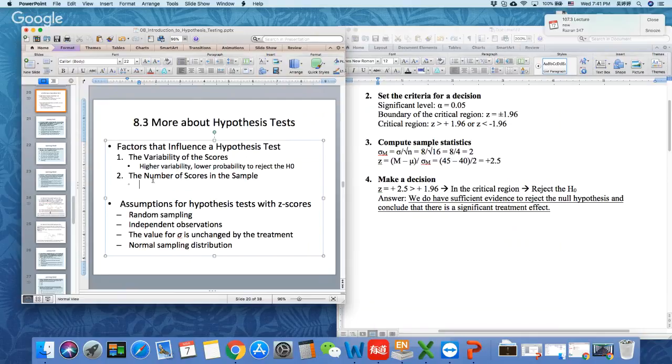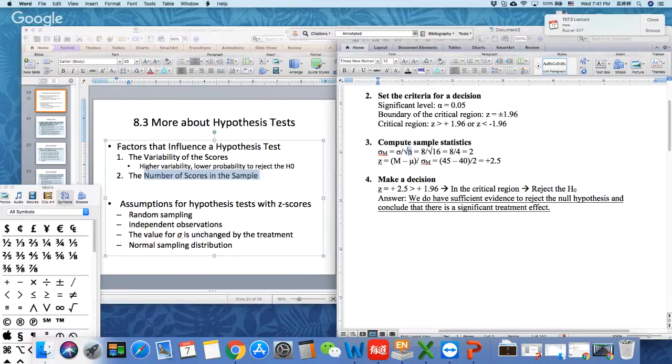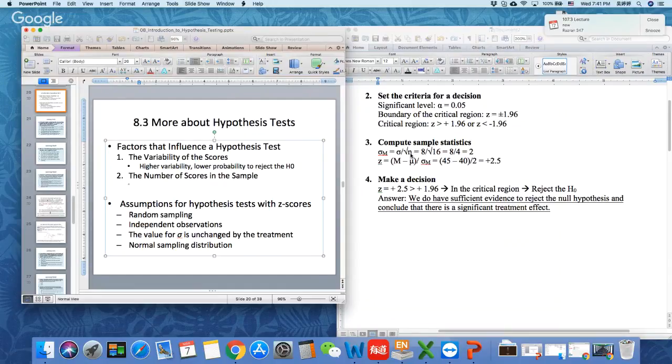And another factor is the number of scores in the sample, right? So here we said the number of scores will affect the sigma M, which is the standard error of the mean. A bigger n will produce a smaller sigma M. When the sigma M is small, the z-score will be big, right? So a bigger sample size is good for hypothesis testing.